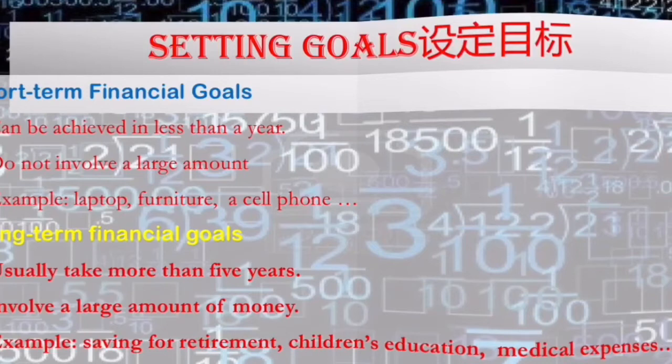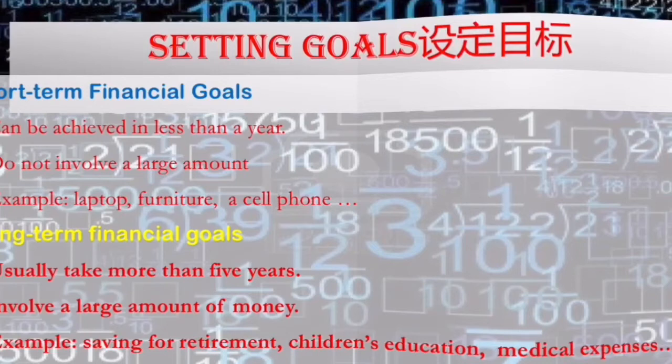Long-term goals usually take more than 5 years. They involve a big amount of money. Examples are your education plan, your investment or protection, or medical expenses for the future. All these involve a big sum of money. So all these are called long-term financial goals.